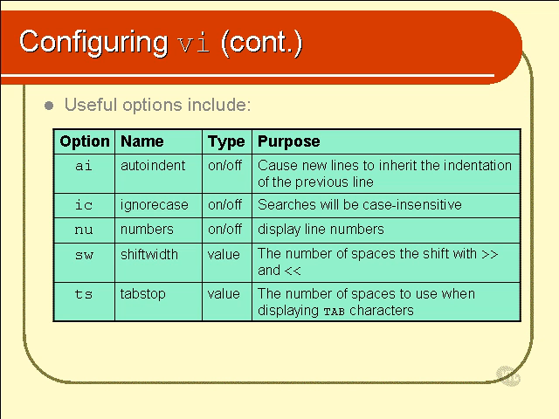And finally, one that's used in conjunction very often with shift width is TS, which is short for tab stop, which is the number of spaces used to display each tab character. Let's see if we've got any tab characters in this file.